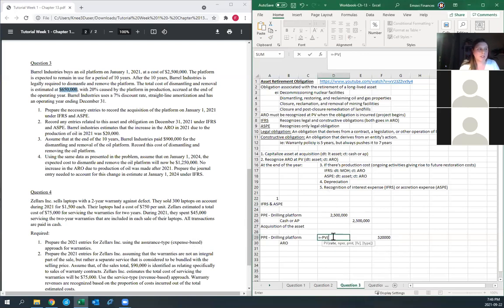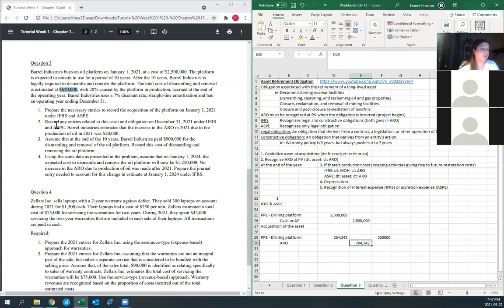The calculation is the PV function. Your rate, it says here it's 7%. The number of periods, it says that it's a 10 year project. There's no payment, and the future value is the $520,000. Type doesn't really matter, I think, for this calculation, because there's no payments. So you get an ARO at the beginning of the project of $264,000. That's all the transaction you have to do at the beginning of the project. You have to record the purchase of the asset and then the present value of the ARO.